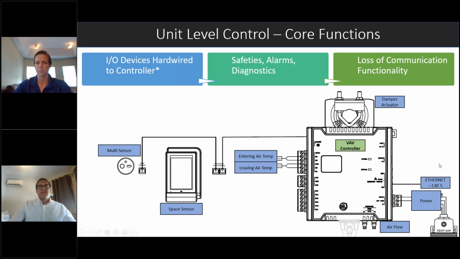Another thing I want to point out here is this Ethernet Cat5 connection. This connects the VAV box back to the rest of the BAS. It's its connection point back to the rest of the BAS, allowing this VAV box to communicate with the rest of the network.